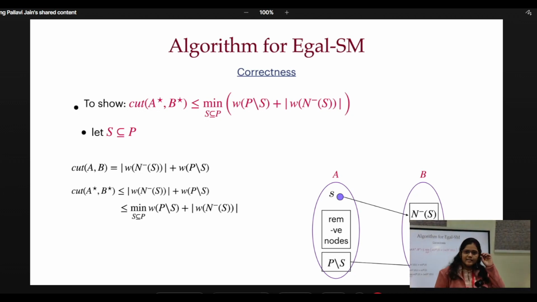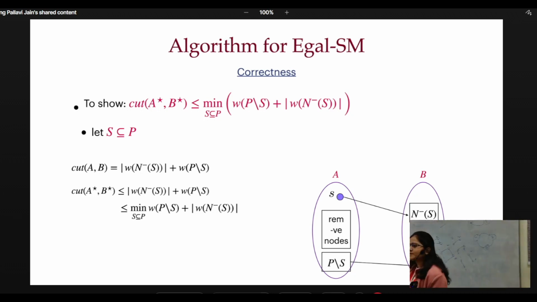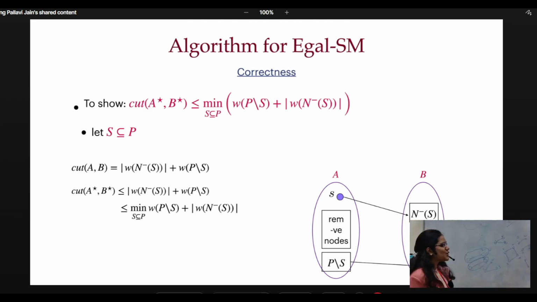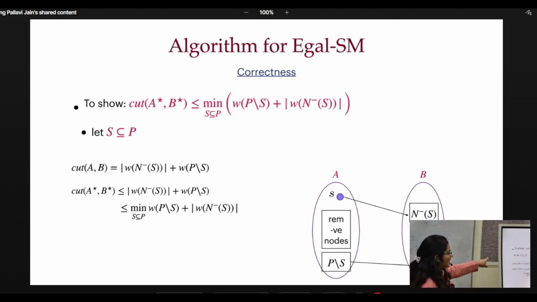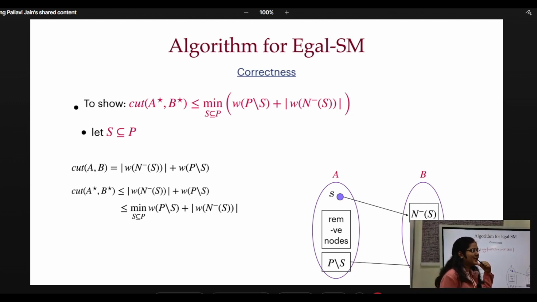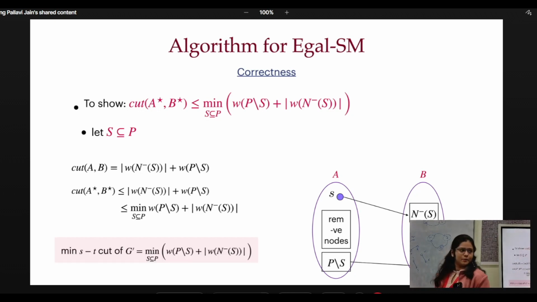How many of you think yes? Are we done or not? Come on, what is our goal? Our goal was to show equality. In the previous slide we proved greater than or equal to. This slide we proved less than or equal to. So we are done, right? Okay. So we have proved it.